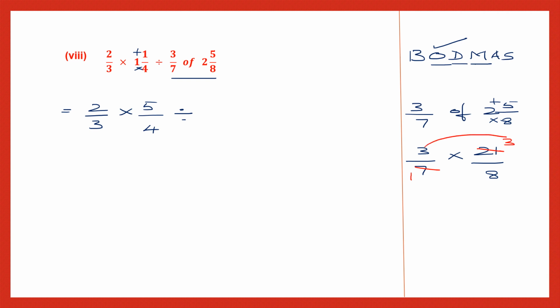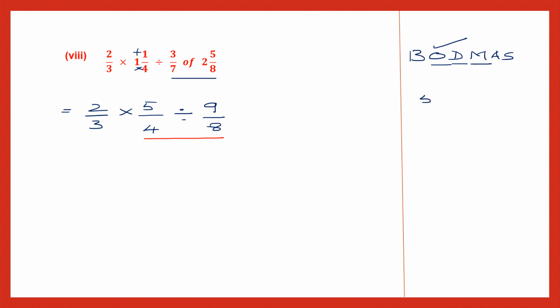Now we have to multiply the numerators. We get 3 threes are 9 and the denominators 1 eights are 8. So we've got 9 by 8. We'll write it as it is now. So here we write 9 by 8. So we finished with of. Now we have multiplication and division. We have to do division now. So let's divide 5 by 4 by 9 by 8.